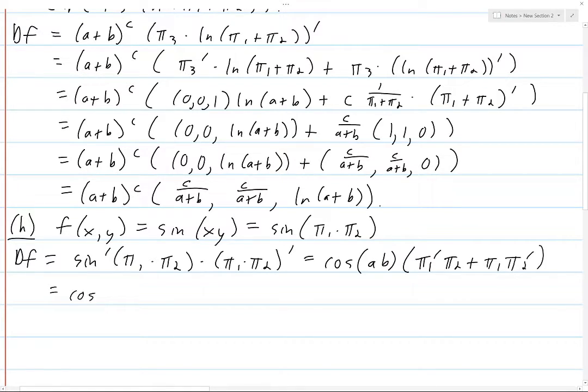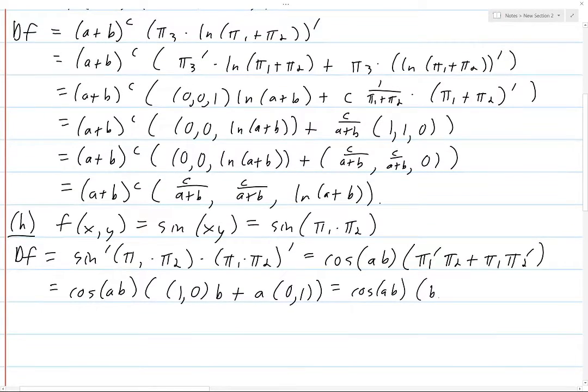And so we have cosine a b times, now pi 1 prime is 1, 0, because again this is a function of two variables. And then pi 2 gives us b, plus a times pi 2 prime, which is 0, 1. So what we end up with is cosine of a b times, and then we'll have b in the first coordinate and a in the second coordinate. And there we go. That's all there is to that.